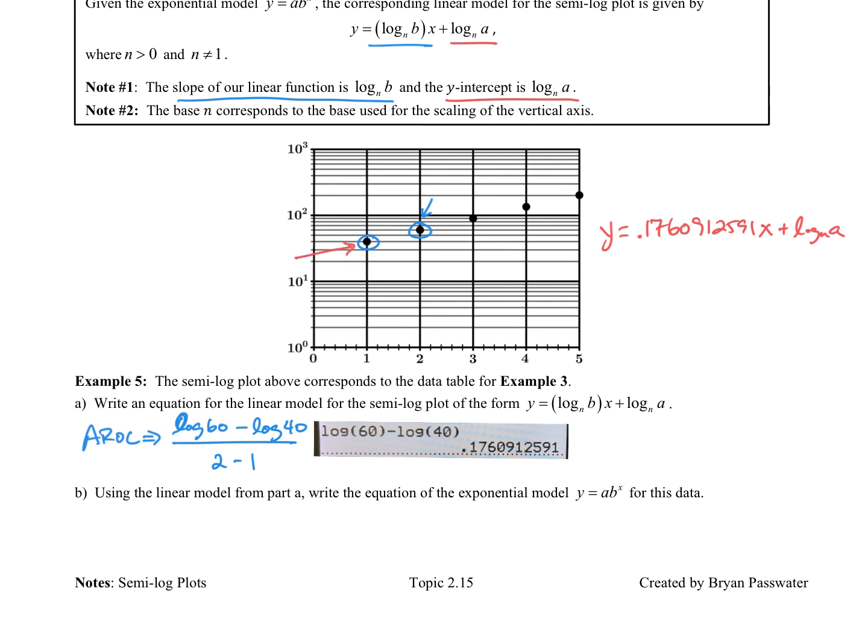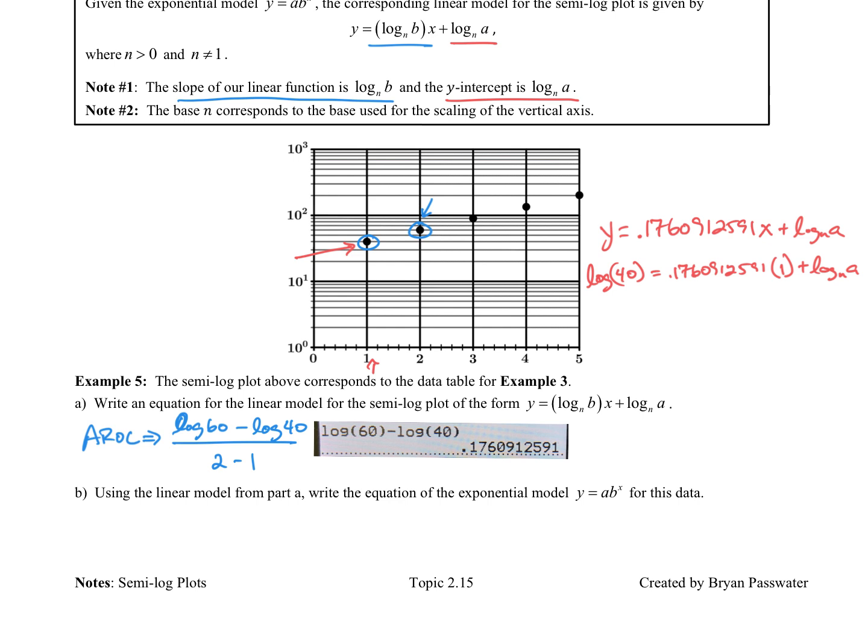All right. So on that one, my y value is not 40, but it's actually what? Log of 40. And that's equal to this 0.176091259 and then my x value is what? 1. And then plus log base n of a. And so what we need to do to solve for log base n of a is take this and subtract this product. All right, so we're going to take log of 40 minus this.